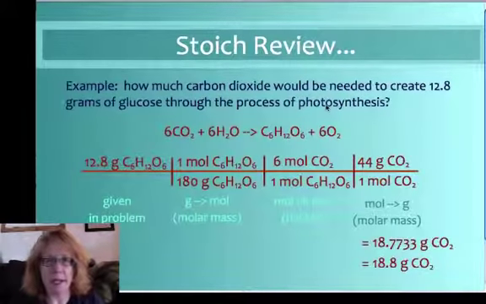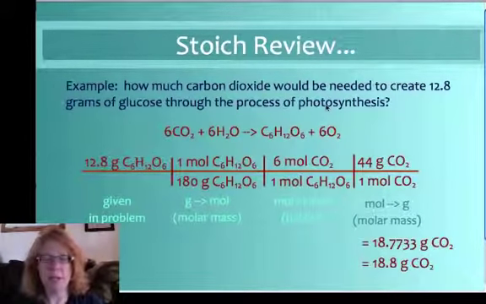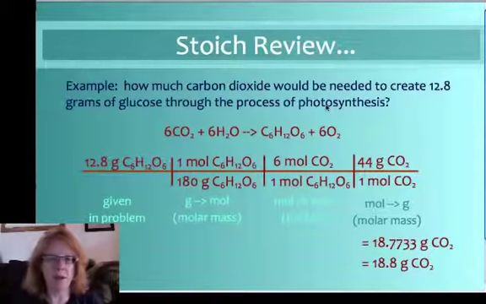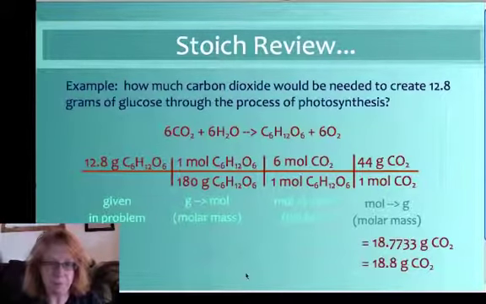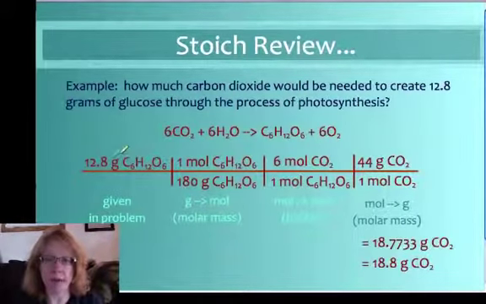If you want to practice, work it out, hit pause before you look too far, but this is what the solution would look like. Here's our chemical equation for photosynthesis: 6CO2 plus 6H2O yields C6H12O6 plus 6O2. So there's our balanced equation. Remember, it has to be balanced in order to do these. And then we started off with whatever was given to us. Over in this first step, we've got what was given in the problem: our 12.8 grams of glucose.